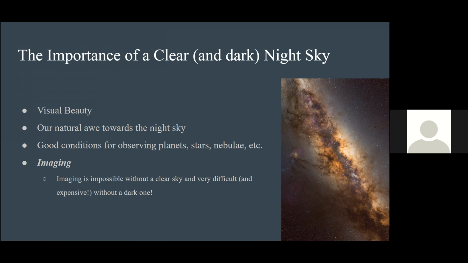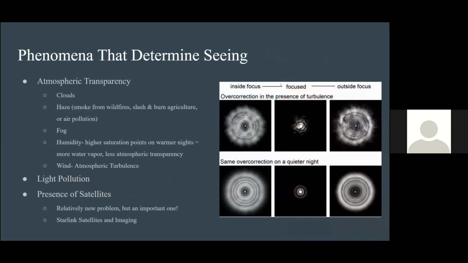But yeah, this is just the Milky Way. You can see many different incredible features. Some that come to mind are the Lagoon Nebula right below the core of the Milky Way, and then to the very left, you have Rho Ophiuchi, which is a cloud complex in Scorpius. So, some phenomena that determine seeing. Of course, you have atmospheric transparency.